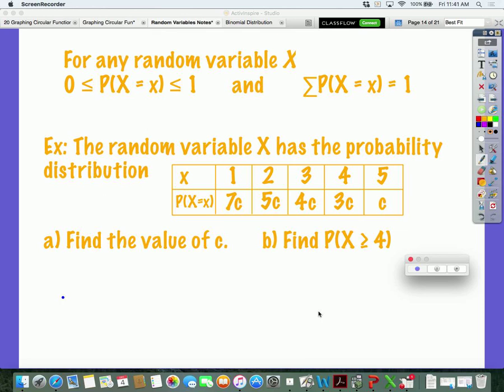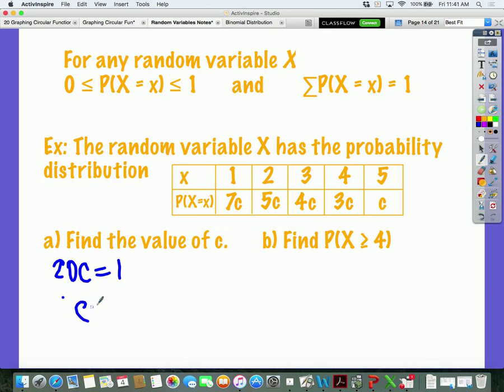What did you get for the value of C? 1/20, very good, because 7 plus 5 plus 4 plus 3 plus 1 is 20C, and all of those should equal 1. So you divide by 20, and C is 1/20. So what is the probability that X is greater than or equal to 4? X is this probability distribution. So what is the probability that it is greater than or equal to 4? 1/5.